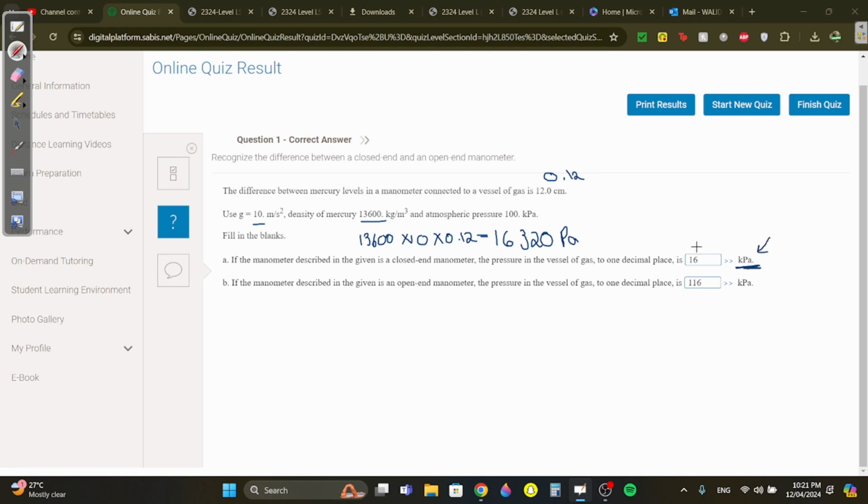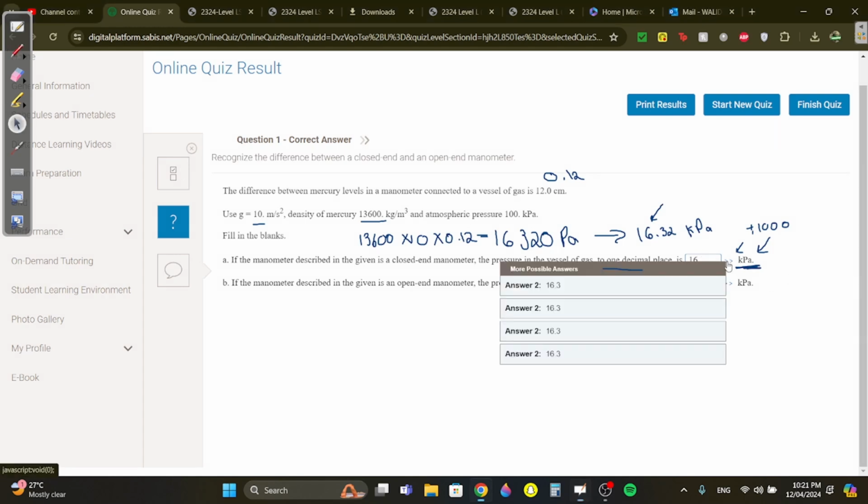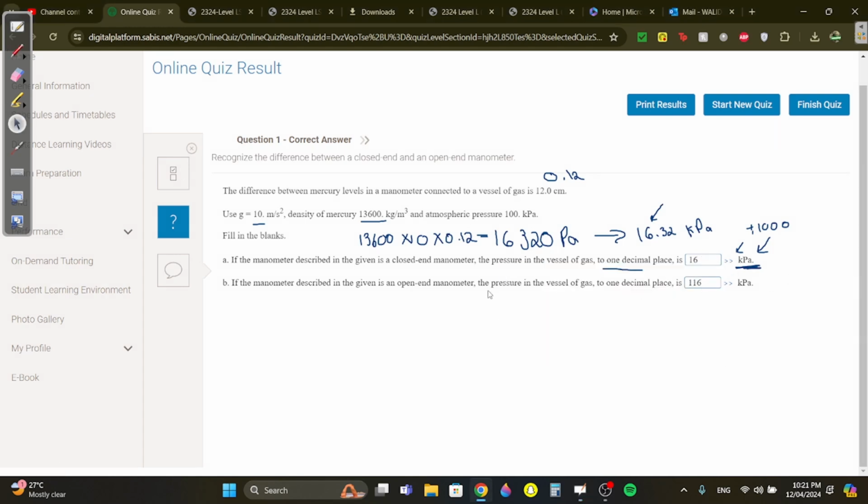So that means you divide by 1000. Let's divide this by 1000, and you get 16.32 kPa. They want it to one decimal place, so just keep it as 16.3, which is also correct if you take a look at the other answers, 16.3.